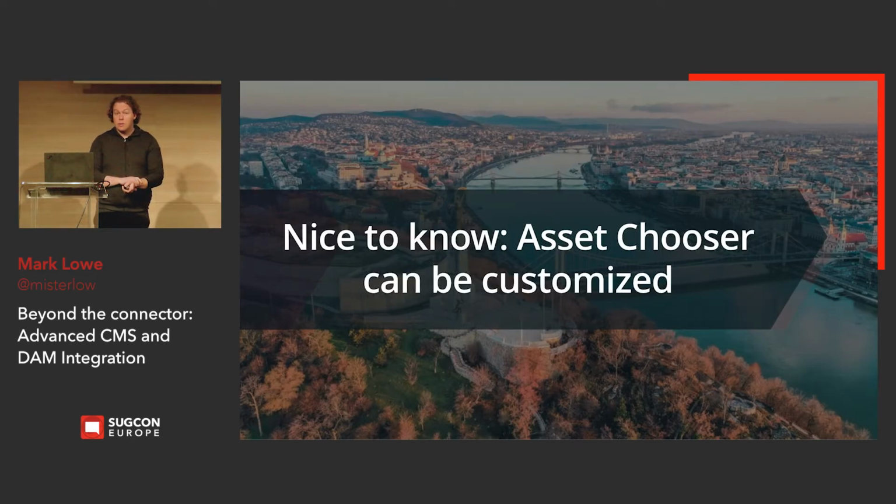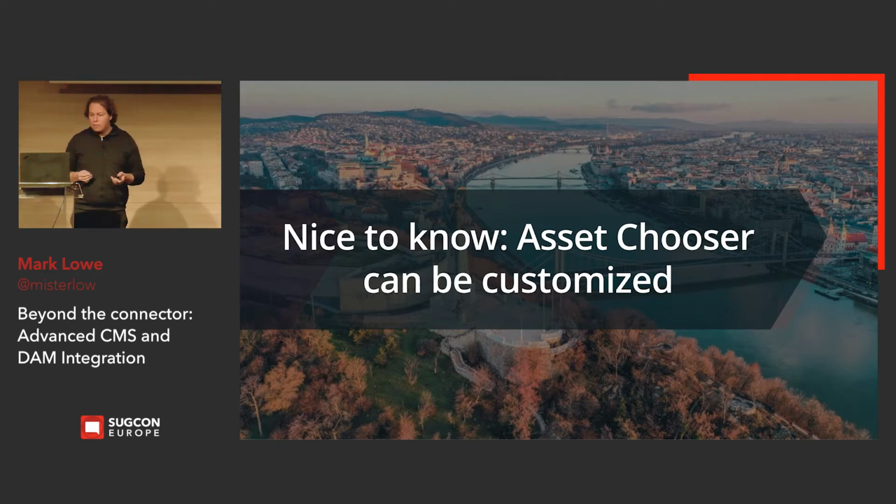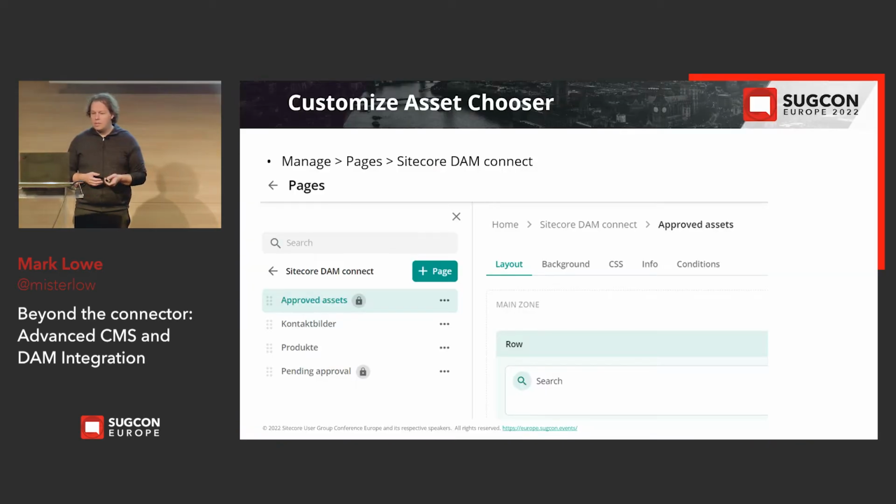Okay, so this dialog that pops up, this asset chooser, it's nice to know that you can customize it. It's basically, for those familiar with ContentHub, just another page within the ContentHub. It's called Sitecore DAM Connect. You can add tabs here. You can customize the search control.